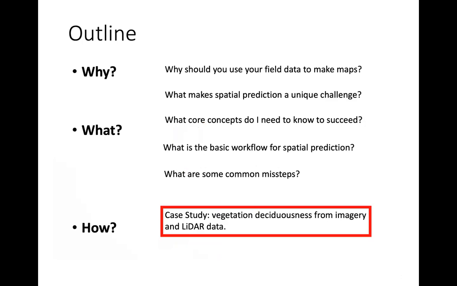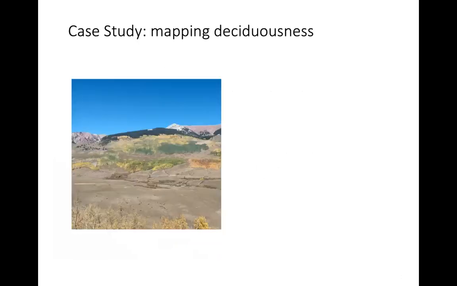Okay, so I'm going to go through this workflow in practice, and we're going to move pretty fast, but I'm going to try and cover most of the major workflow steps that I talked about in the previous part. The case study I'm looking at is trying to predict vegetation deciduousness from airborne imagery and LiDAR data in the Upper Gunnison Basin. The Upper Gunnison Basin has a mixture of evergreen and deciduous forest types. This is that hillside that I showed you before that shows a mixture of open meadow, shrubland, quaking aspen, and spruce fir stands.